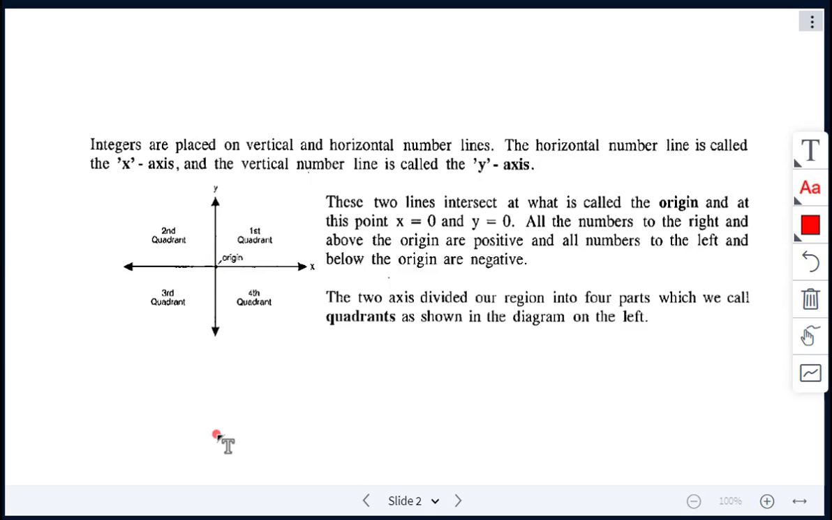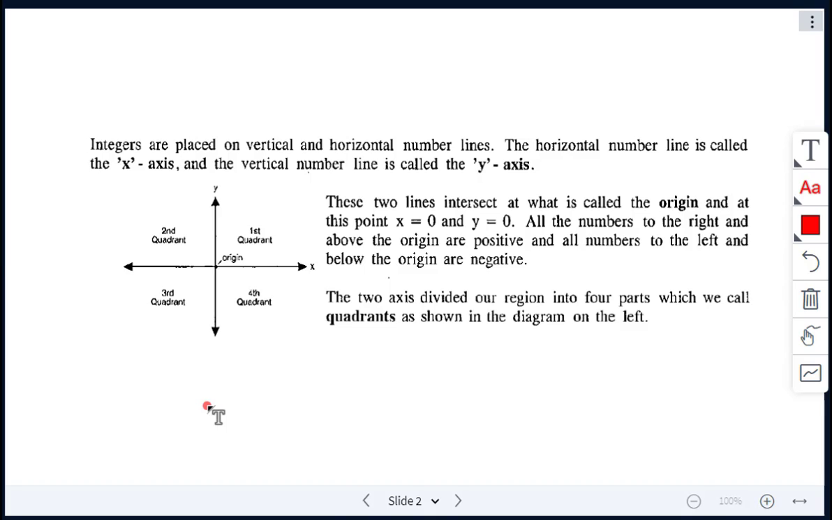Now, as we know, on a horizontal number line, anything to the right of 0 is positive, anything to the left of 0 is negative. Now we're looking at the vertical number line. Anything above 0 is positive, and anything below 0 is negative.